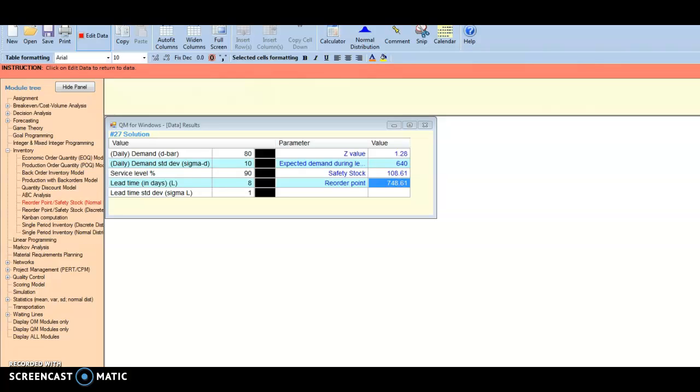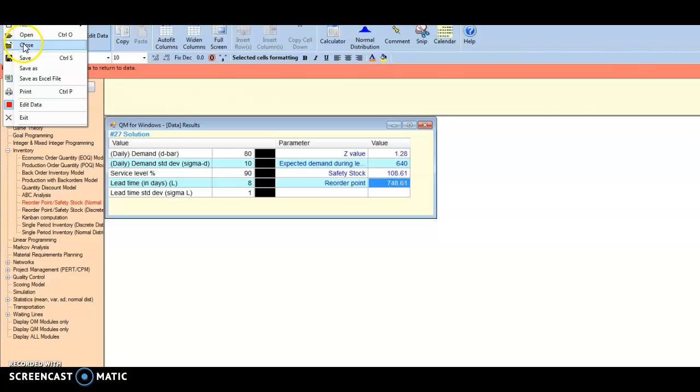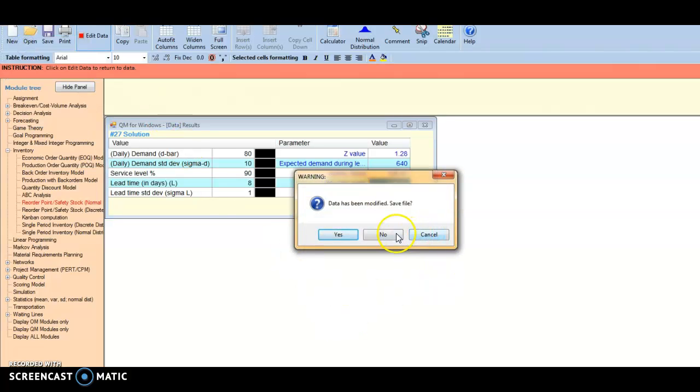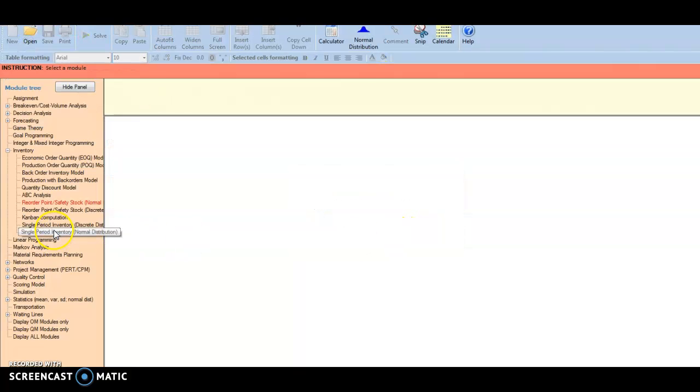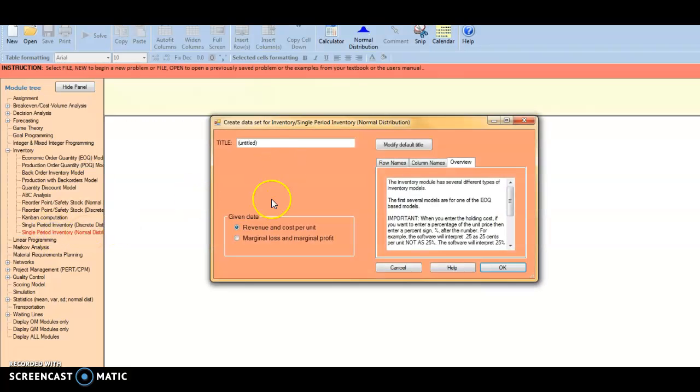So I'm going to close this file that I have open right now. File, close, and I'm not going to save it. So again, I'm going to do single period with a normal distribution because that was given as being a normal distribution. And this is problem number 39. Now in this case here, I'm going to change it to marginal loss and marginal profit.